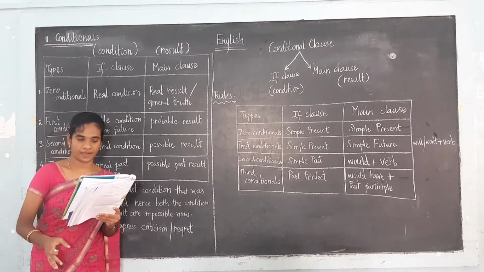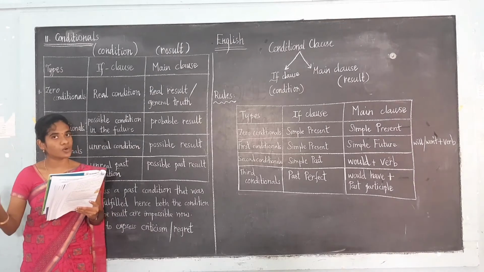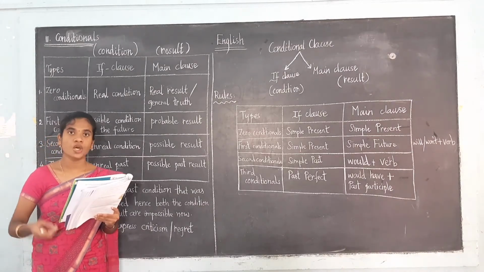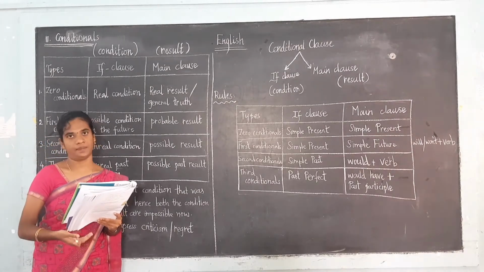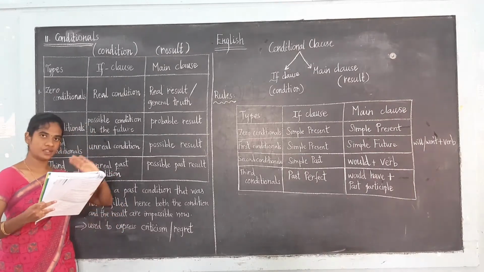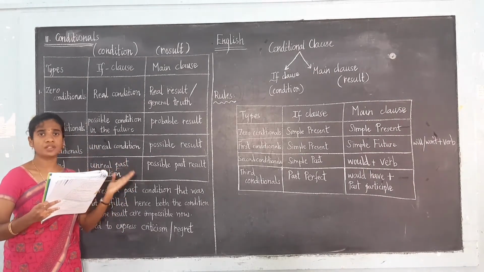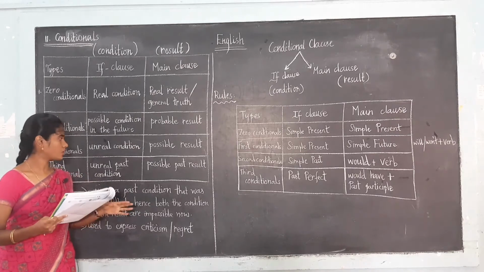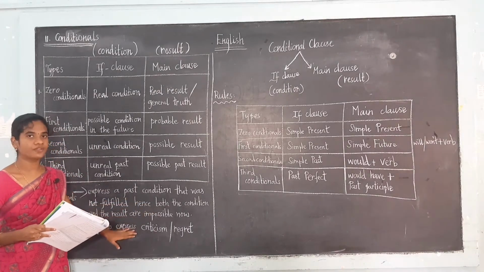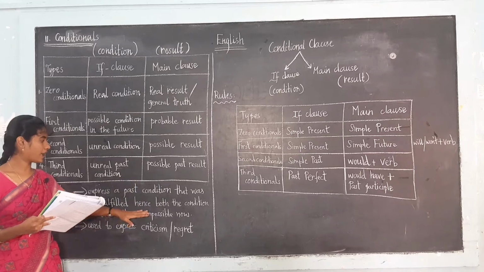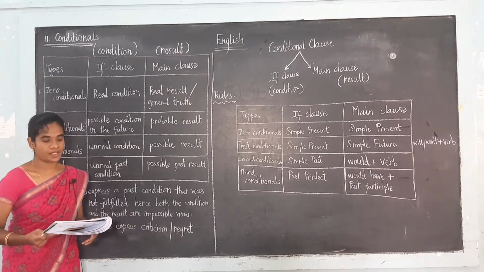While you are reading this sentence, what do you understand? Vadini did not go to the grandparents' house, so she did not see any farm animals. Is it so? She did not visit the grandparents' home, so she did not visit any farm animals. So here the past condition is not fulfilled, so the condition and the result are impossible now.